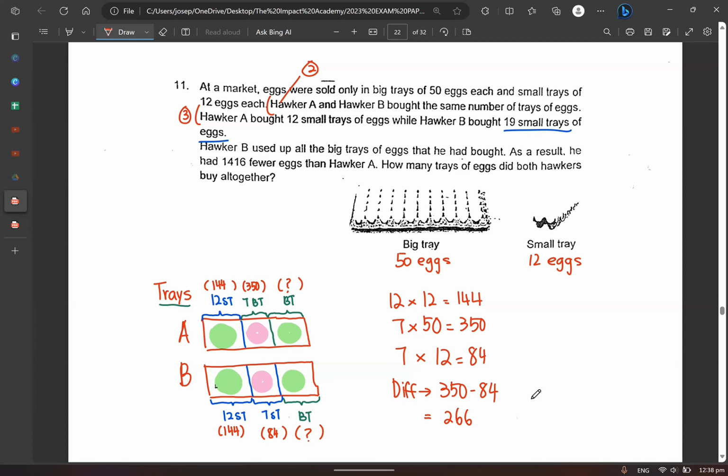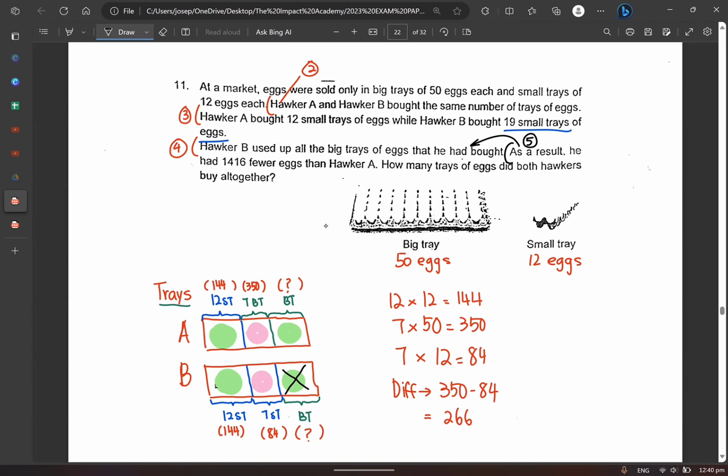Now, what did hawker B do? Sentence number 4. Hawker B decided to use up all of the big trays of eggs that he had bought. Okay, very important information. Hawker B decided to use all, so I cancel this away. All right, so this is gone. So the next sentence, sentence number 5, says, as a result. As a result basically means because he used up everything, he had 1416 fewer eggs than hawker A.